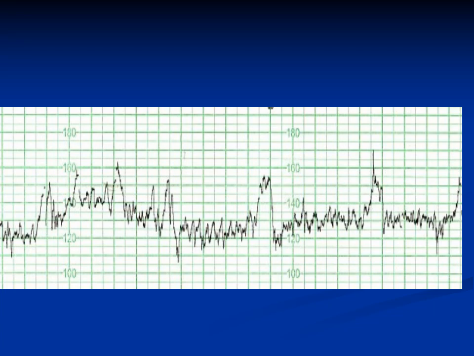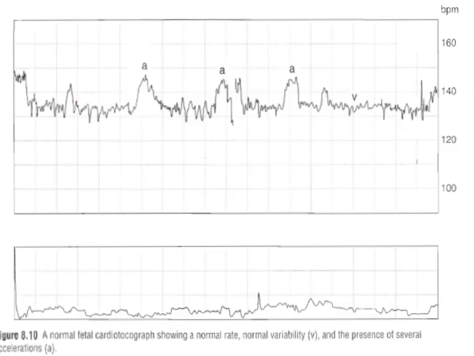In this strip, you see, first we record the baseline rate. Here it is 130. There are frequent accelerations. You see here, this is a prolonged acceleration. Here an acceleration. Look, it is 130. The acceleration reaches about more than 145, and the duration, this square, is 1 minute. This acceleration lasts for about 30 seconds. So this is a significant acceleration, and here again a significant acceleration, and there is no deceleration.